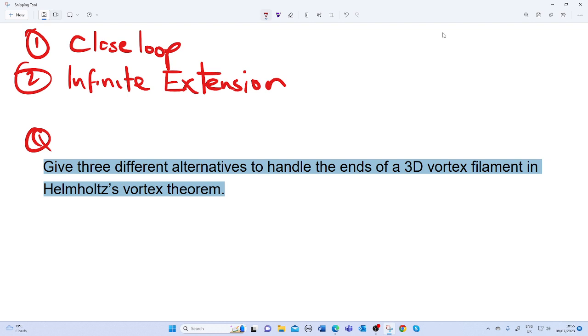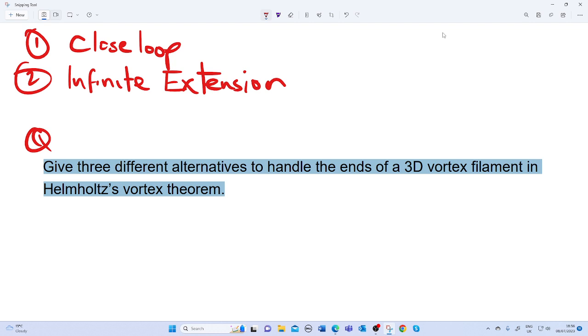By assuming infinite extension, the effect of the ends of the filament is neglected, and the focus is placed on the behavior of the filament within the flow region of interest. So in the second alternative, it is assumed that the vortex filament has infinite extension in space. That is, we consider the vortex filament as infinitely extending in space.